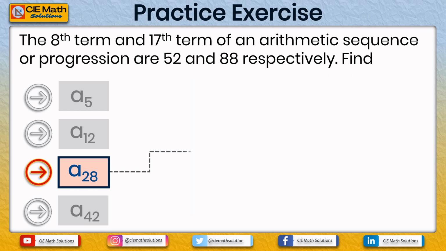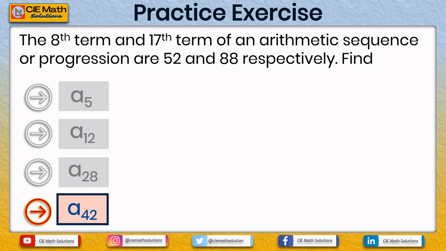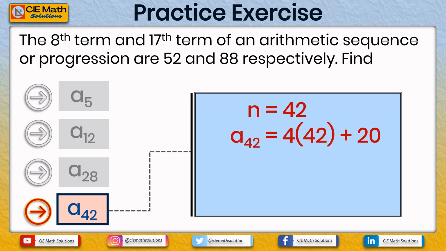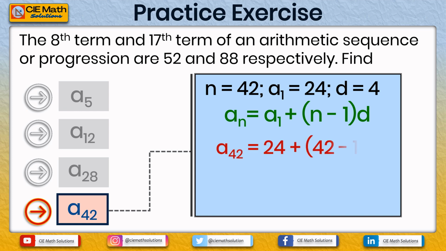For the last item, which is A42, the value of n is 42. Substituting it in the general rule, we will then have 4 times 42 plus 20, which is equal to 168 plus 20, which gives us the answer of 188. Again, let us verify with the second method. A42 is 24 plus 42 minus 1 times 4. The value that we got for the 42nd term is 188.